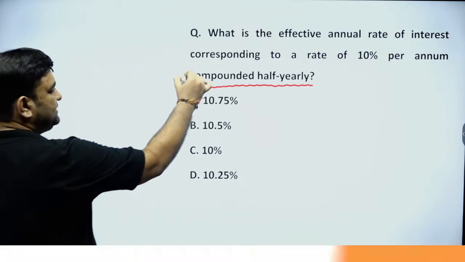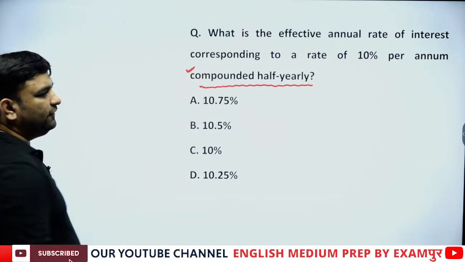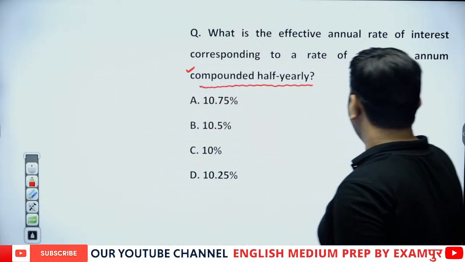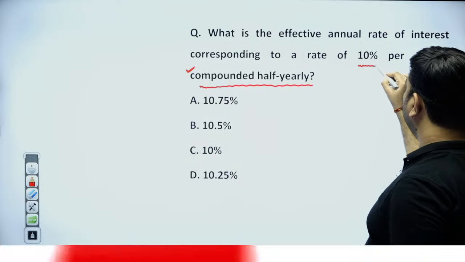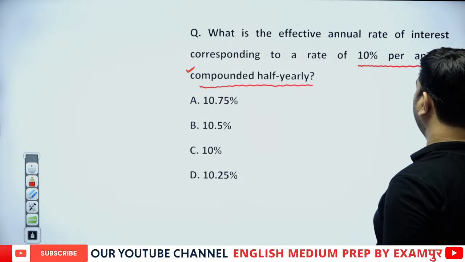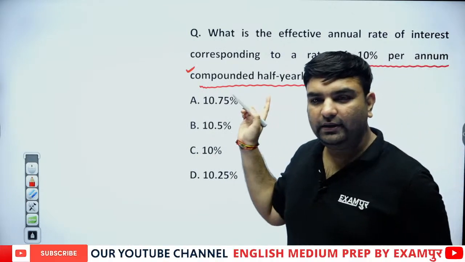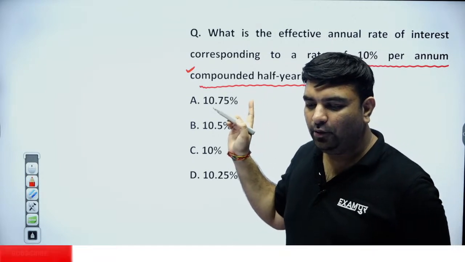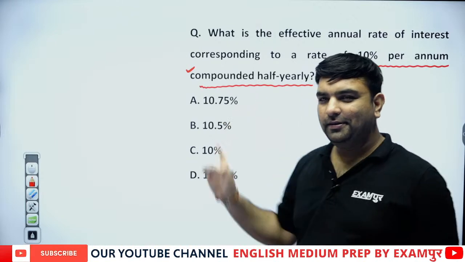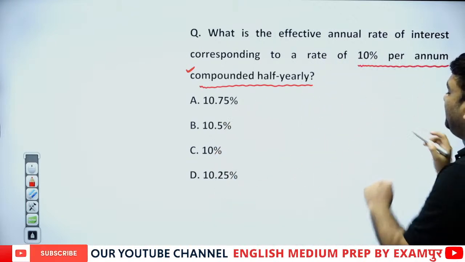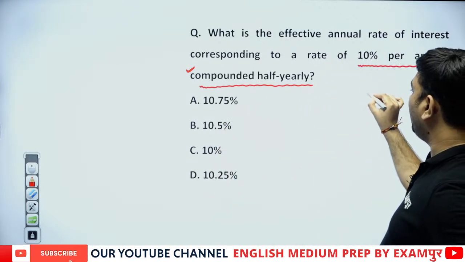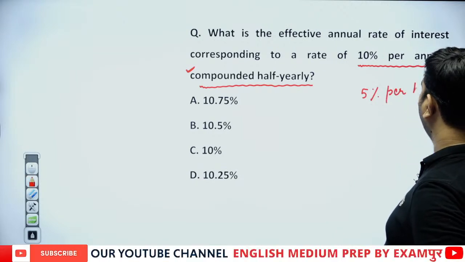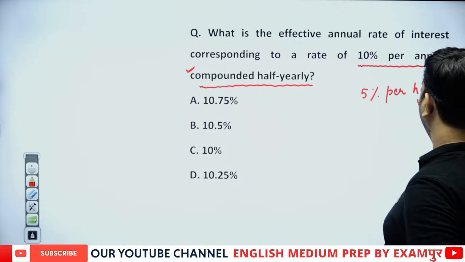Guys, if compounding is done half yearly, then you need to write down this rate as half yearly as well. This is given as 10% per annum. So if you convert it into per half year, it is 5% per half year.